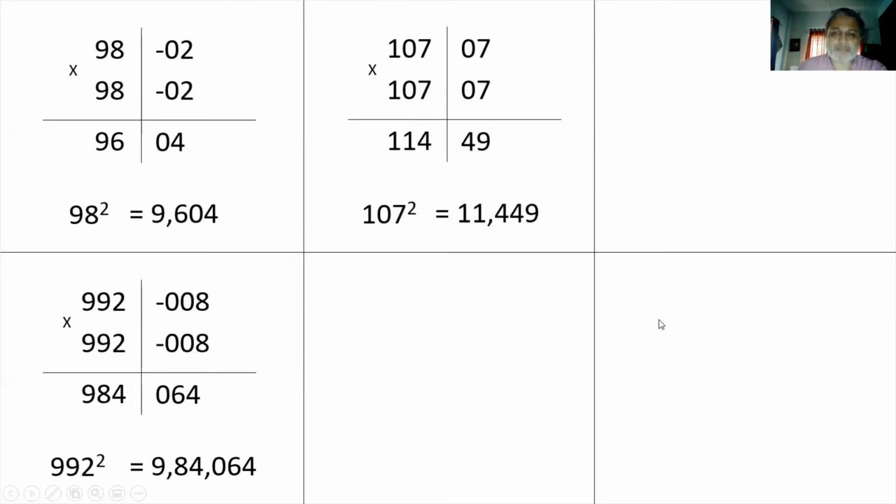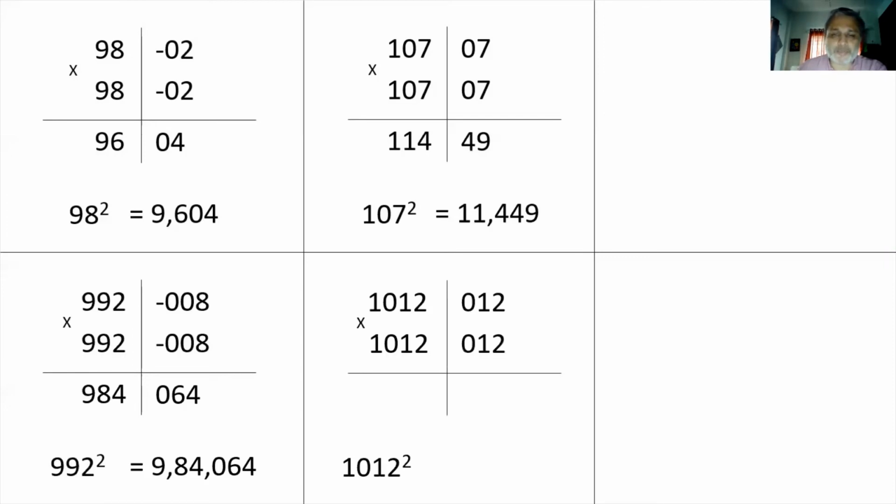Now we'll take another example. Now the number is 1012. We are trying to find the square of 1012. Again the base is 1000. So we'll compare our number 1012 with the base 1000. Our number 1012 is 12 more than 1000. So the difference is positive and it is 012.